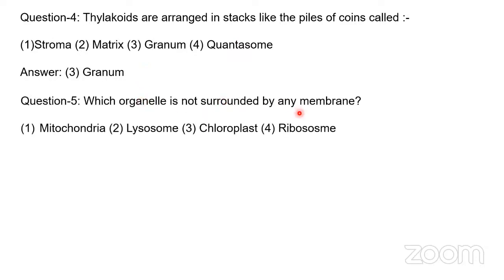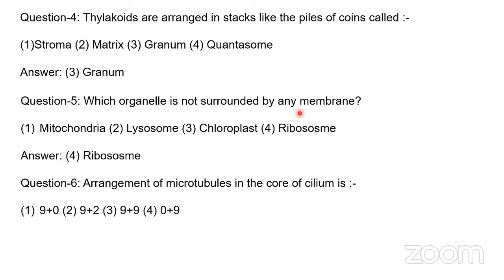Which organelle is not surrounded by any membrane? We know that it is the ribosome which is not surrounded by any membrane, while mitochondria, lysosome, and chloroplast are all surrounded by membranes. So the correct answer is option number 4, ribosome.